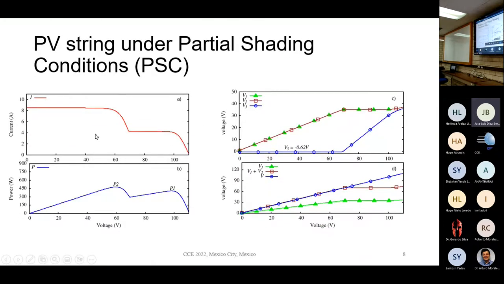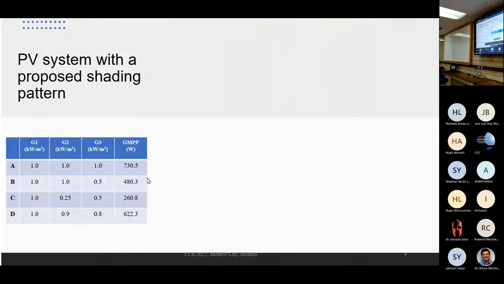This slide shows the properties of a three-module PV string under shading conditions. Two modules receive one sun, and one module receives only 0.5 sun. So in the current curve there are two levels, and in the power curve there are two power peaks. P2 is the global maximum power point at the center of the curve, and P1 is a local maximum power point. The PV module voltage is not equally distributed among the modules. The shaded module has a negative voltage because of the antiparallel diode action.